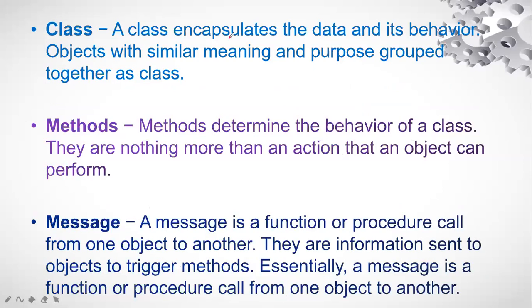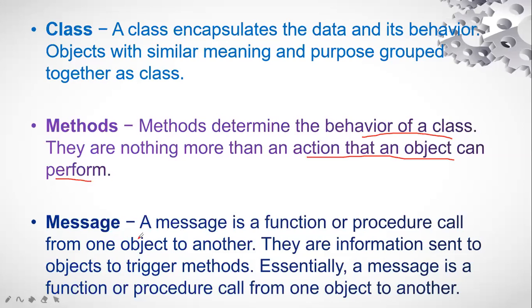Class is what? When we are collecting all the objects of similar description and common features, that is called a class. Methods determine the behavior of a class. They are nothing more than an action that an object can perform. All the actions that an object can perform come under the methods. Like the example I gave you for a car, that is accelerate, brake. All these are the functions that can be performed by the car.